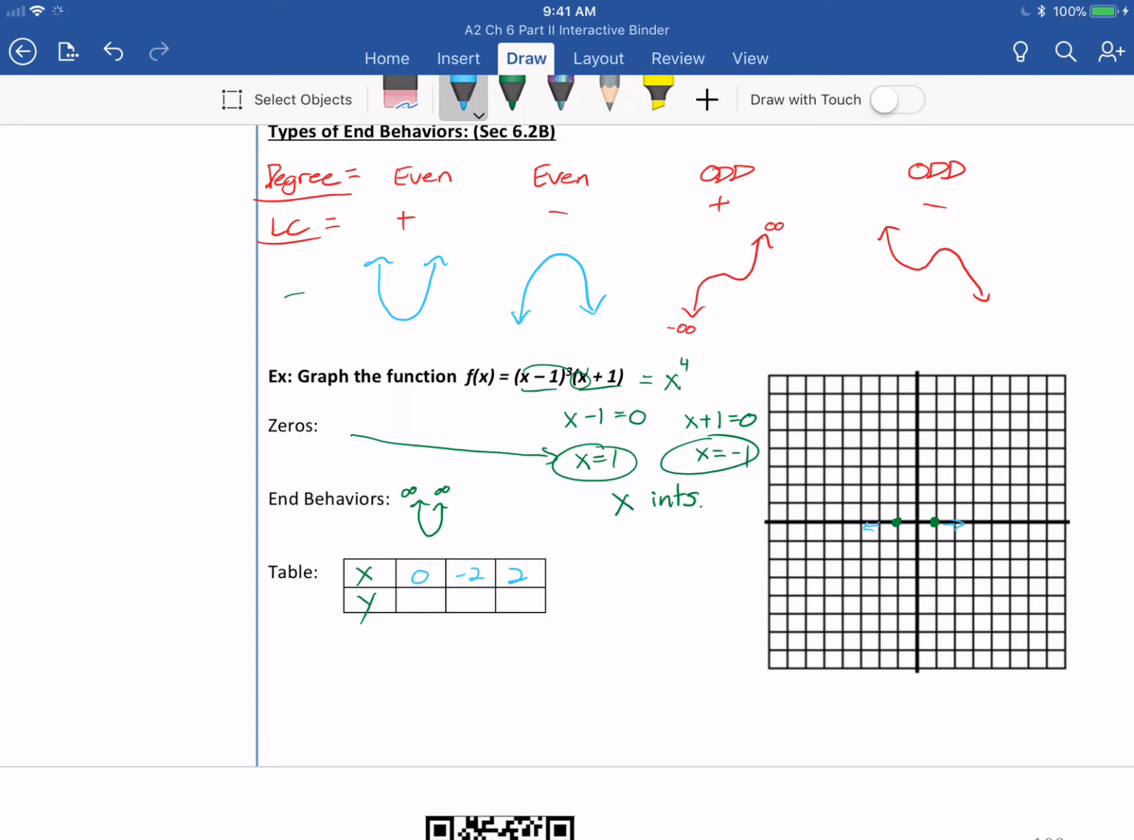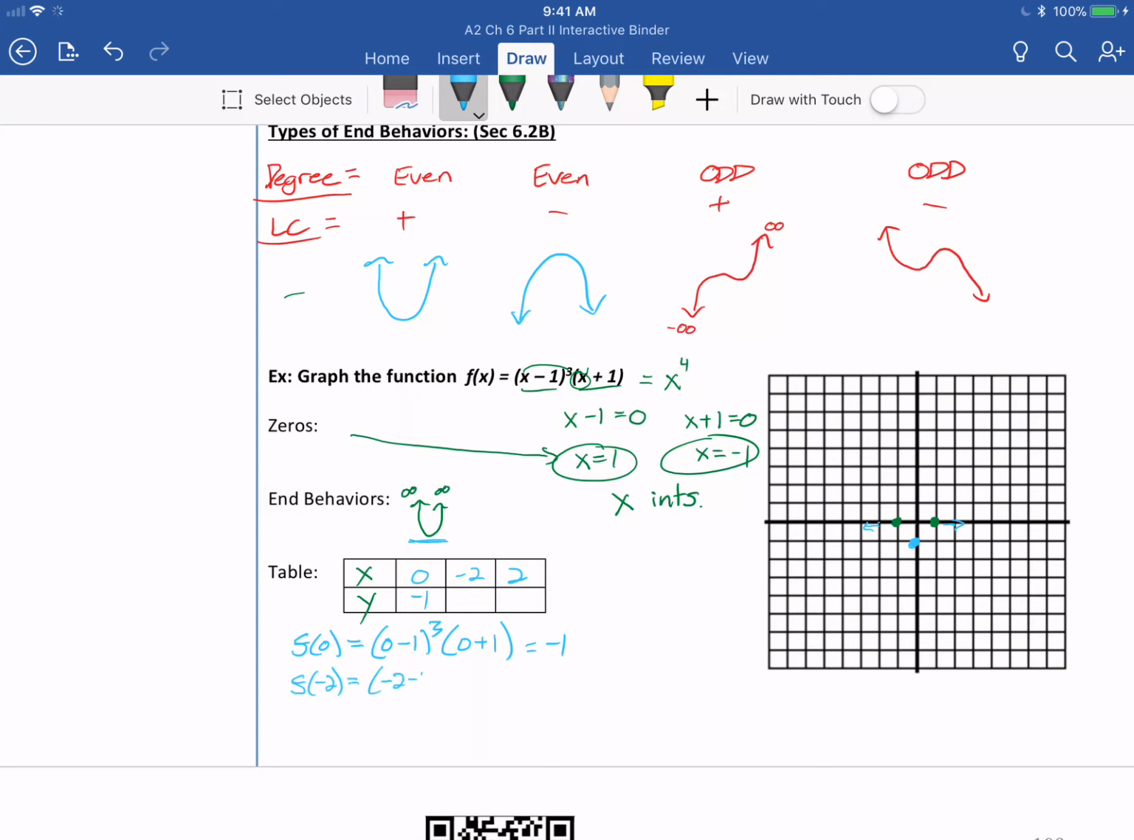All right, so let's plug in 0. So I go f of 0 is equal to 0 minus 1 cubed, and then 0 plus 1. 0 minus 1 is negative 1, cubed is negative 1, times 1 is going to be negative 1. So this guy is negative 1, so I get 0, negative 1. So does that make sense for this parabola that opens up? Sure does. All right, now I plug in negative 2, so I get f of negative 2.